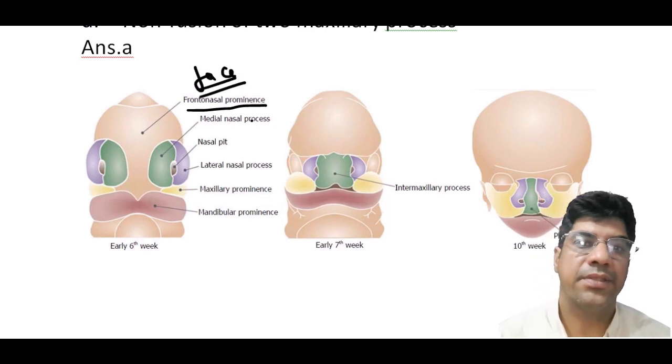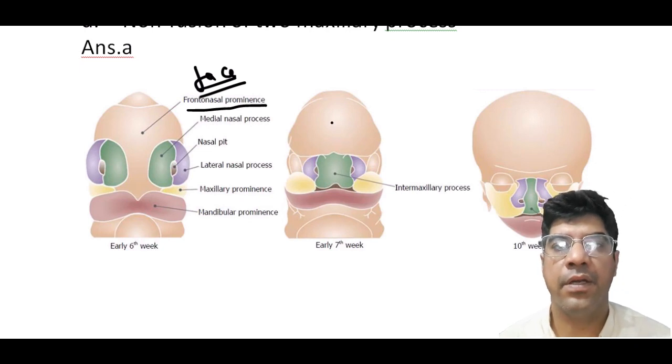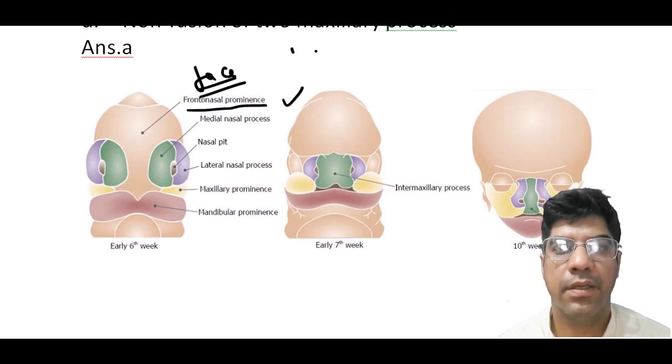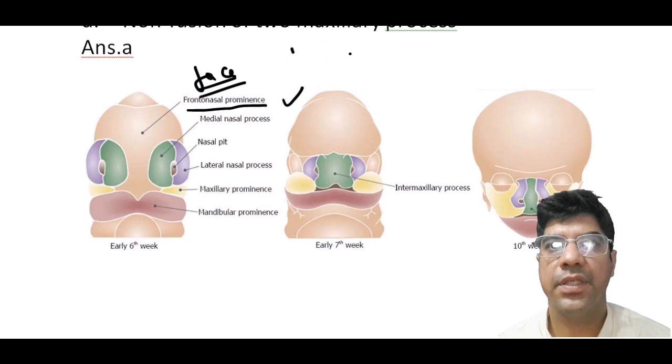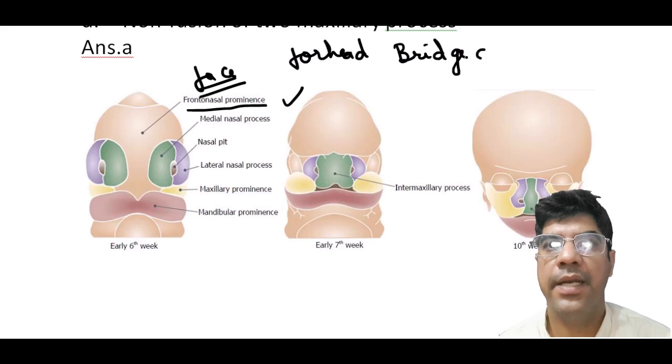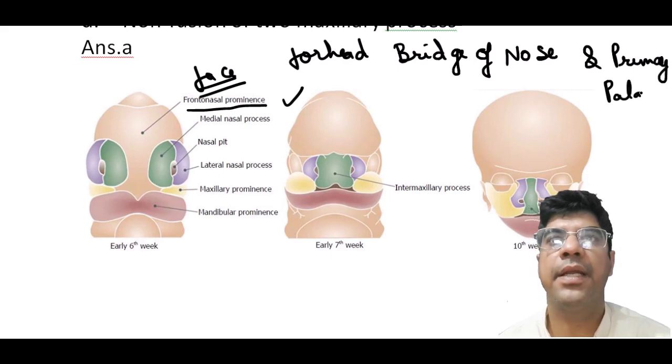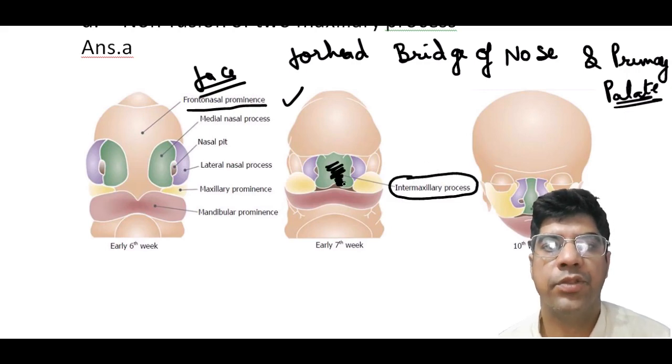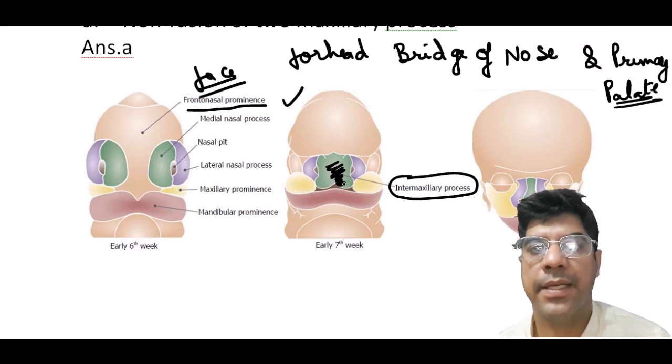So what are the structures that the frontonasal process gives rise to? The forehead, bridge of nose, and the primary palate. Whereas the intermaxillary process, this one is the intermaxillary process. So it is also known as the primary palate.